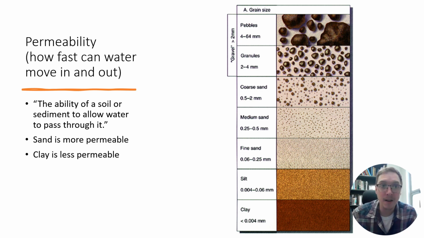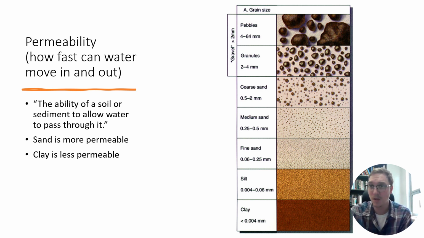Permeability, on the other hand, think of it as how fast can water move in and out of a material. It's the ability of a soil or sediment to allow water to pass through it. In this case, sand is more permeable. Based on the shapes of your grains, their density, all these types of things, water can move in and find pathways through sand a lot more effectively, even though there's less pore space than clay, which is a lot less permeable. It takes a lot longer for water to find its way through clay than sand.